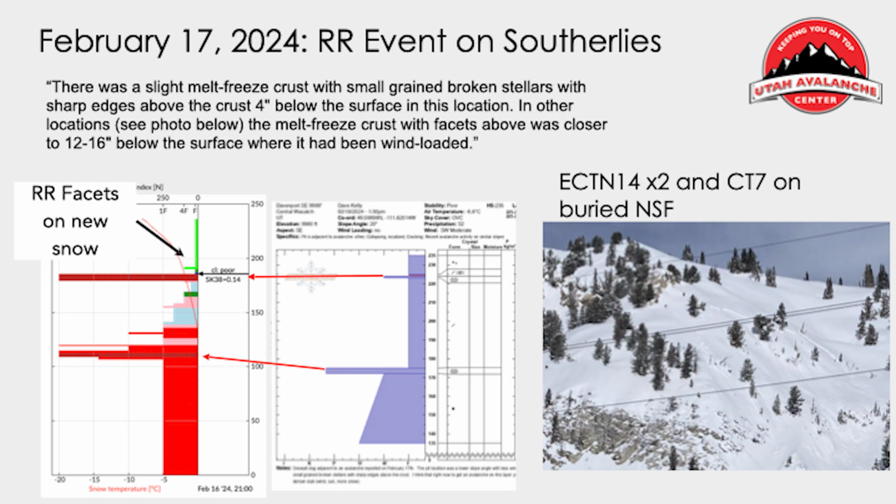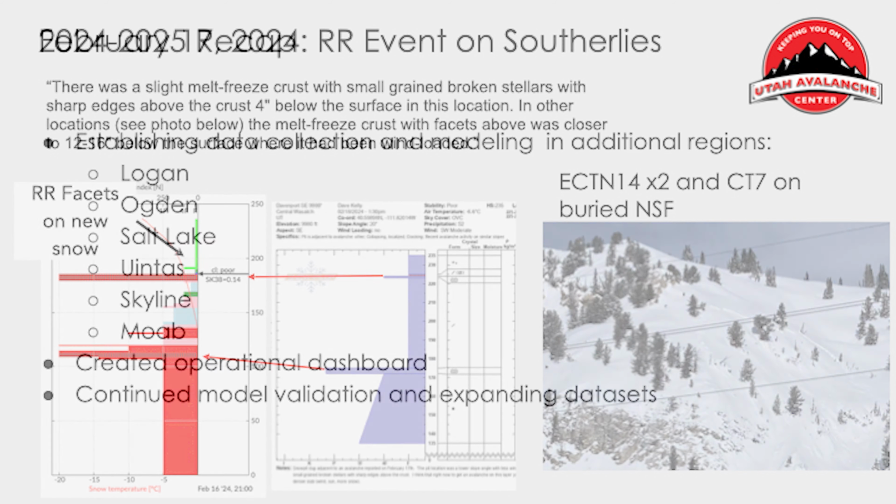Our forecaster, who lives up canyon, went out and inspected that reported avalanche, got ECTN 14 times 2 and a CT7 on that buried radiation recrystallization crust, and was quoted that there was a slight melt freeze crust with small grains, broken stellars with sharp edges above the crust, below the surface in this location, and other areas that melt freeze crust with facets was closer to about a foot. So we had a really nice case study here for the radiation recrystallization.